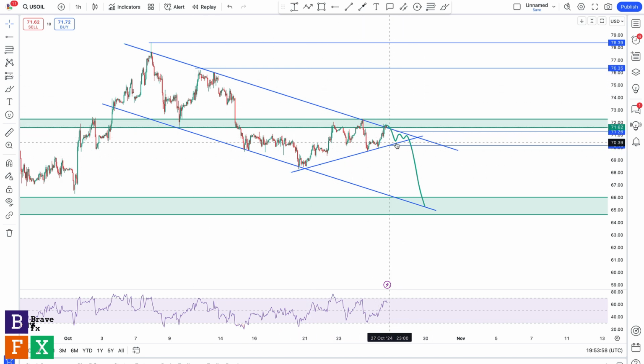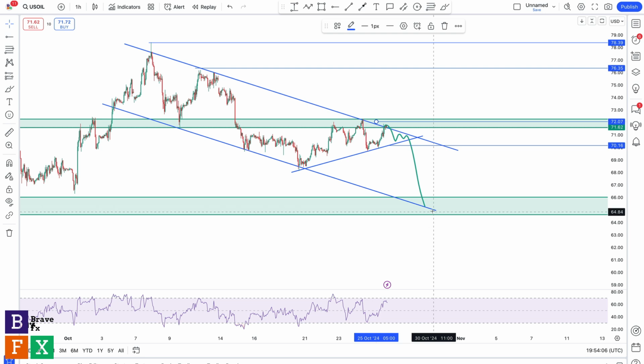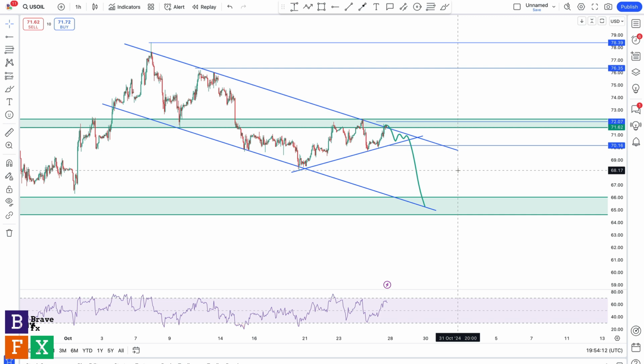So when this happens, short position over here after the breakout, stop loss is going to be above the consolidation, at least to the breakout, or above these highs to be safe. Take profit is going to be at the support level of the channel or this area of value over here. That's it briefly for crude oil.